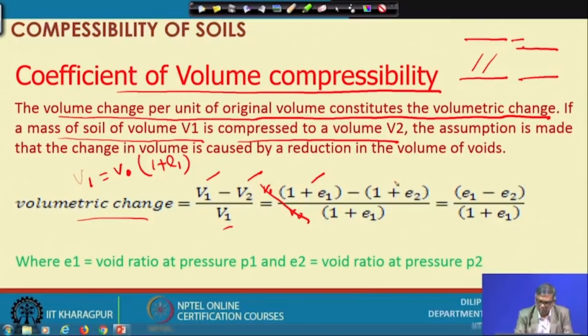So, ultimately it is 1 plus E1 minus 1 plus E2 by 1 plus E1. So, the volumetric change, which was delta V by V1, where delta V is the original volume minus the final volume, if I express it this way, ultimately becomes E1 minus E2 divided by 1 plus E1. So, 1 plus E1 I can consider as the original volume, and the numerator becomes the change in volume, where E1 is the void ratio at pressure P1 and E2 is the void ratio at P2, and E1 is obviously higher than E2.